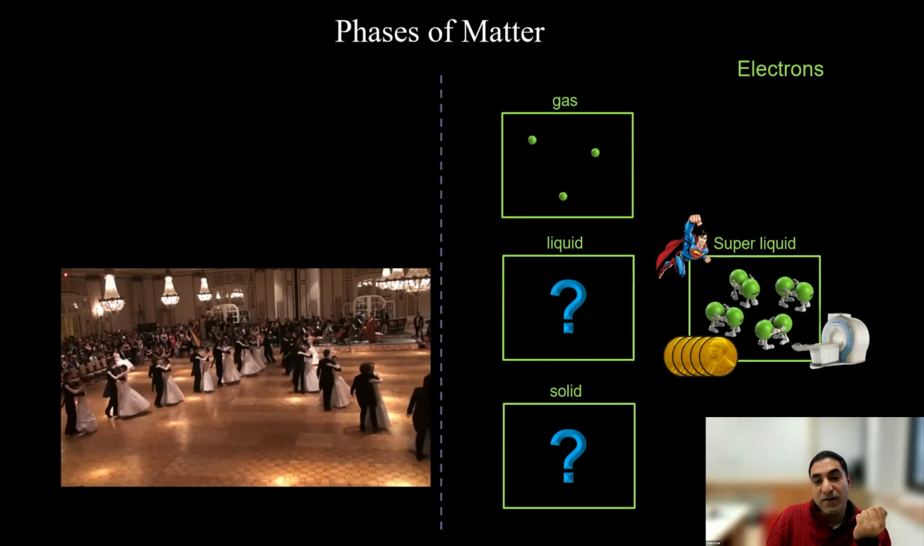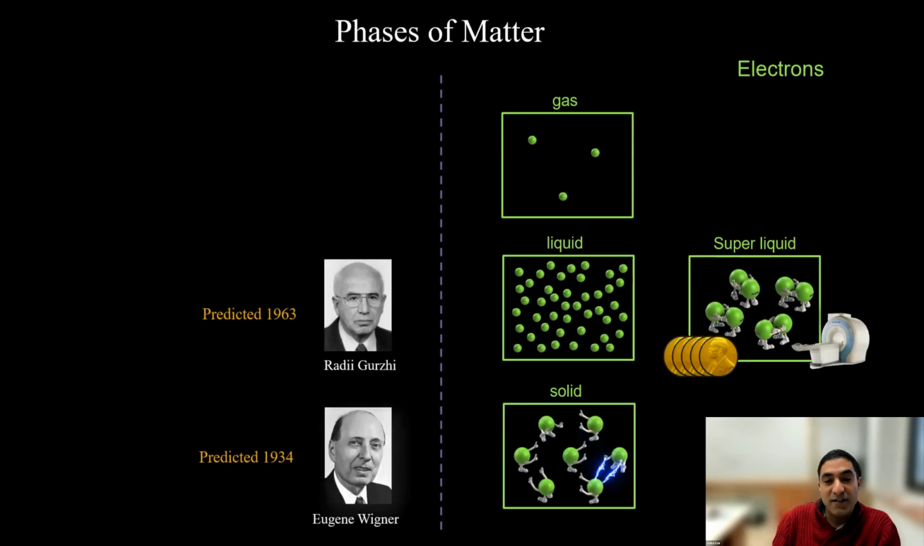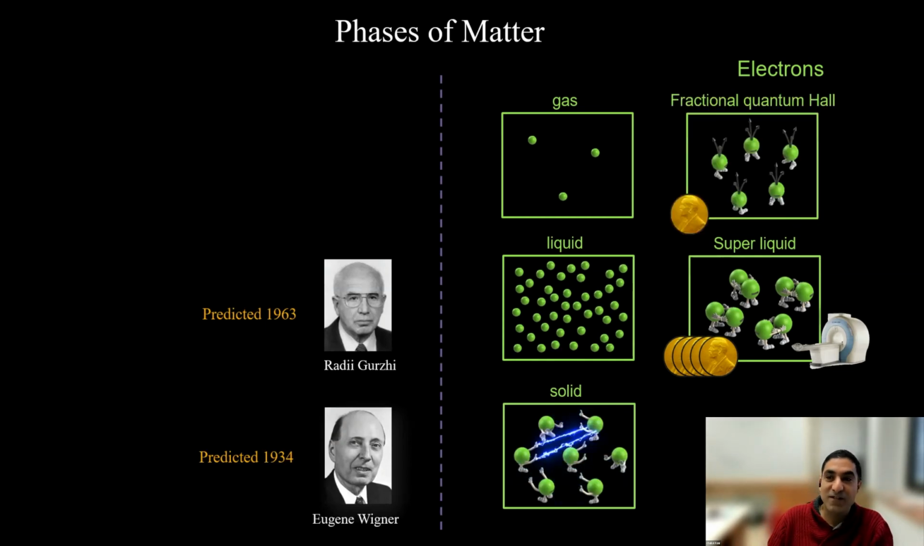But there are many other phases that were predicted, like the solid phase and liquid phase, predicted many, many decades ago. And it's not easy to find them. In fact, in the search for them, people found other very interesting phases, like the fractional quantum Hall effect that was awarded the Nobel Prize. But these phases still remain mysterious. And these are the kinds of things that we are trying to find in condensed matter physics.